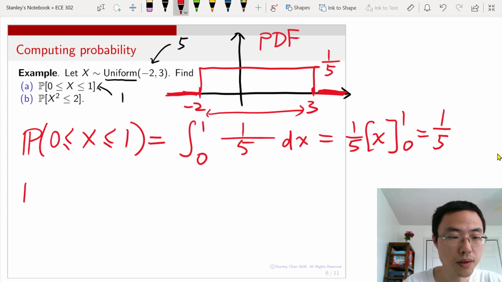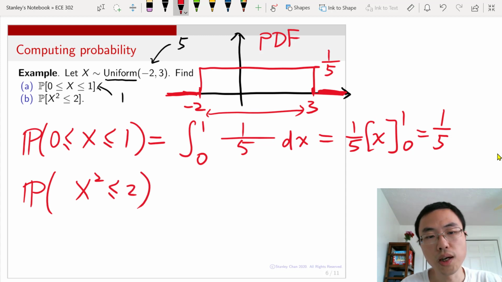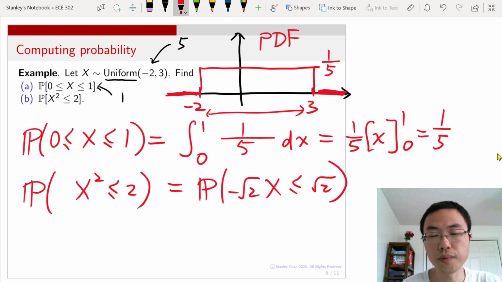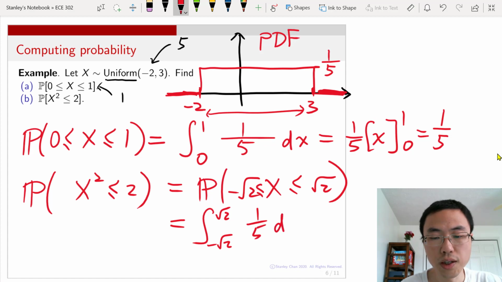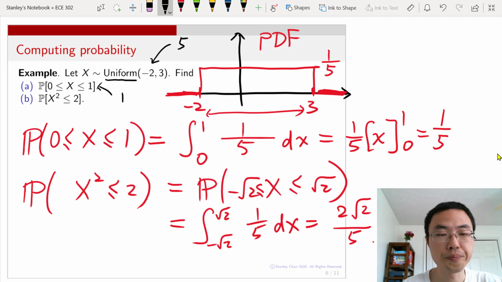Now, let us look at part B. Part B says that I want to evaluate x squared less than 2. I want to calculate this probability. Now, this probability is the same as the probability that x is between -√2 and √2. Okay, and so then you can do this calculation again. So you have the integral from -√2 to √2 of 1 over 5 dx, and so you have 2 times √2 divided by 5. So that would be your probability.